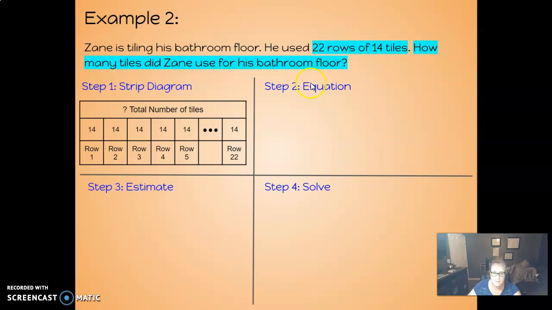So again, I'm going to use my 4-square model and my problem-solving model, and I'm going to set everything up. The first thing I'm going to do is my strip diagram. You'll notice this strip diagram looks a little bit different, and I'm going to explain why. So I have 22 rows of 14, or 22 groups of 14. Well, I could make my strip diagram with 22 boxes, and inside of each box could be 14, and that's completely fine.